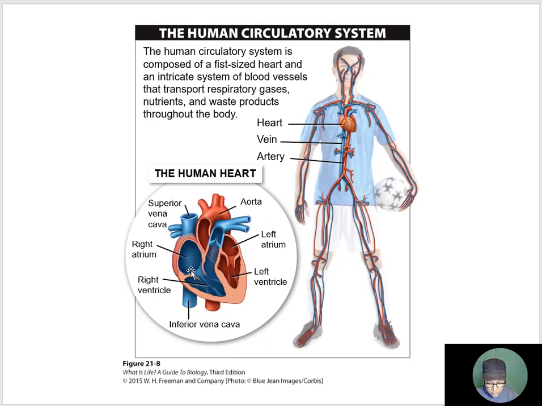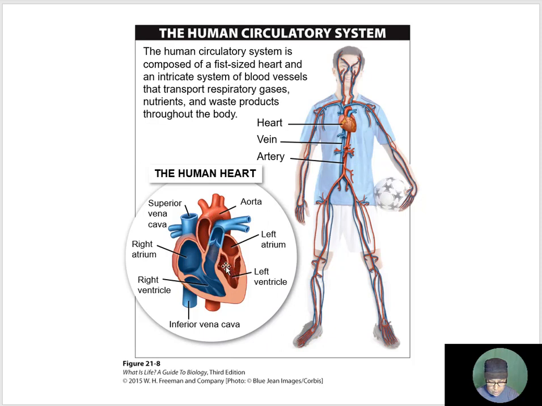Now, we pass a valve and we go into the right ventricle. Then we pass another valve and we head off to the lungs. All right, we pick up oxygen and then we come back into the left atrium, pass a valve, we go into the left ventricle, and follow my cursor, and then we are going into the aorta.